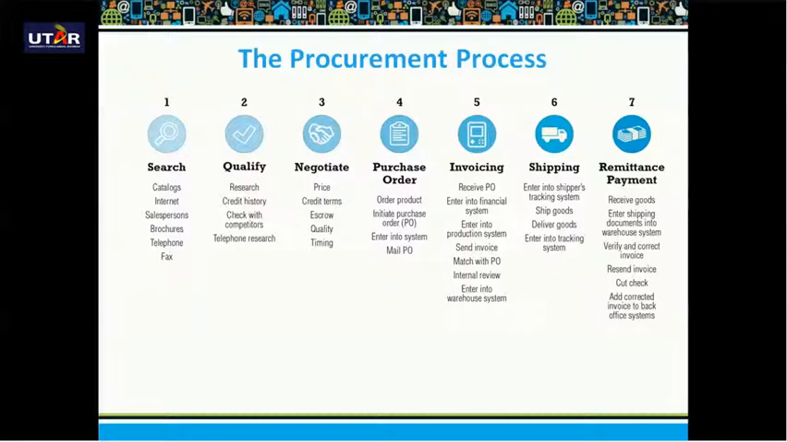Number 4, purchase order: order product, initiate purchase order, enter into system, mail PO. Invoicing: receive PO, enter into finance system, enter into production system, send invoice, match with PO, internal review, enter into warehouse system. Number 6, shipping: enter into shipper's tracking system, ship goods, deliver goods, enter into tracking system. And finally, remittance payment: receive goods, enter shipping document into warehouse system, verify and correct invoice, resend invoice, cut check, add corrected invoice to back office system. This illustrates the entire complete process for procurement.